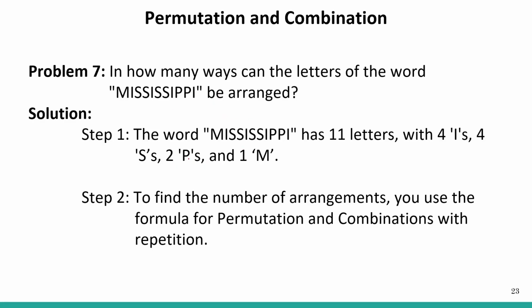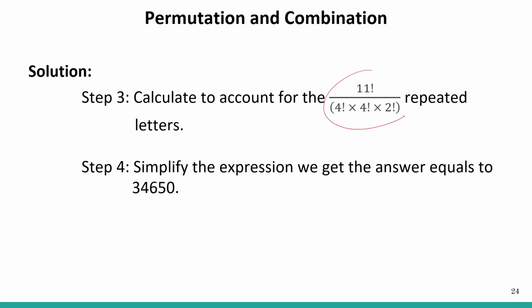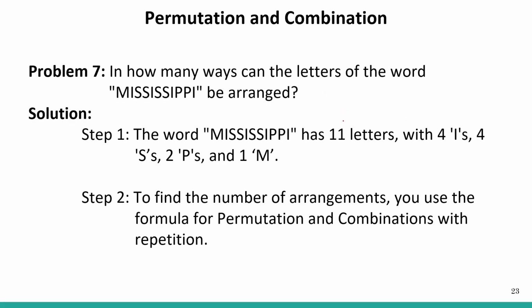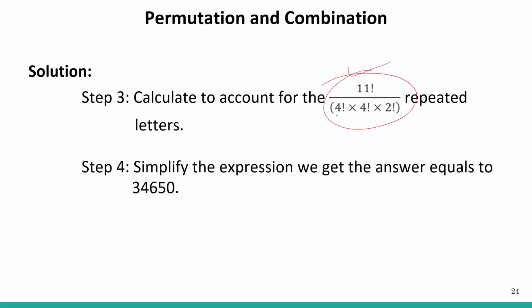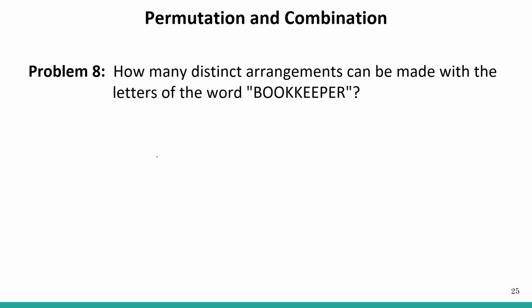So in how many ways can we do this? In this many ways, that is 11 factorial by 4 factorial into 4 factorial into 2 factorial. Because in Mississippi, I is repeated 4 times, S is repeated 4 times, and P is repeated 2 times. And total letters are 11. So it sums up to be 34,650.